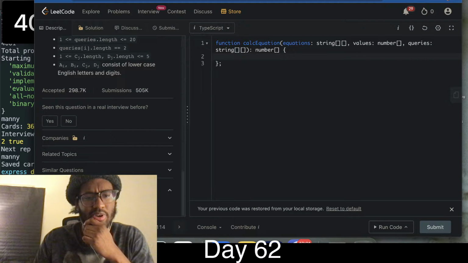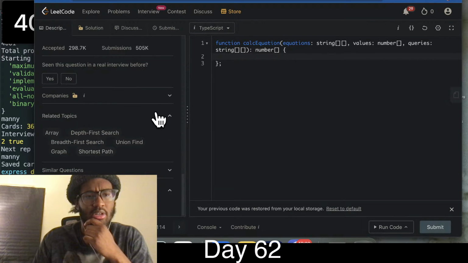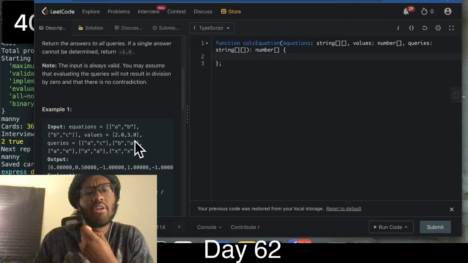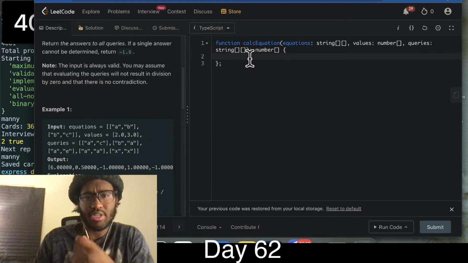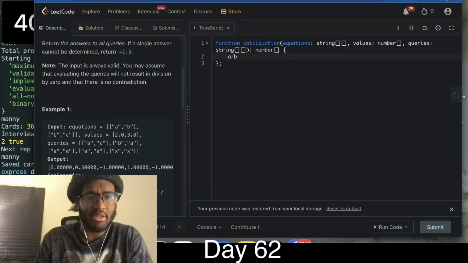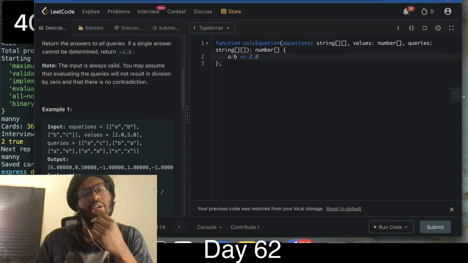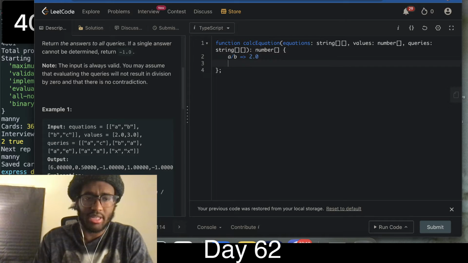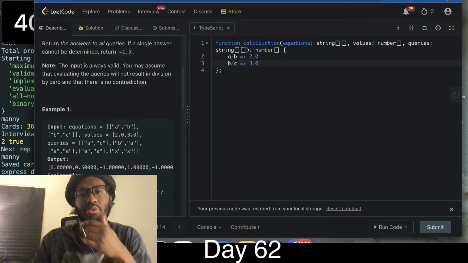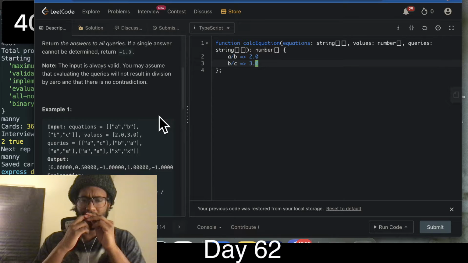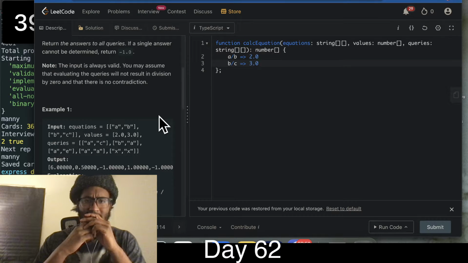The hint says, do you recognize this as a graph problem? Related topics are array, depth first search, breadth first search, union find, graph, shortest path. So I guess they're saying that A divided by B gives us 2.0, and B divided by C gives us 3.0. Somehow I need to figure out what A divided by C is.